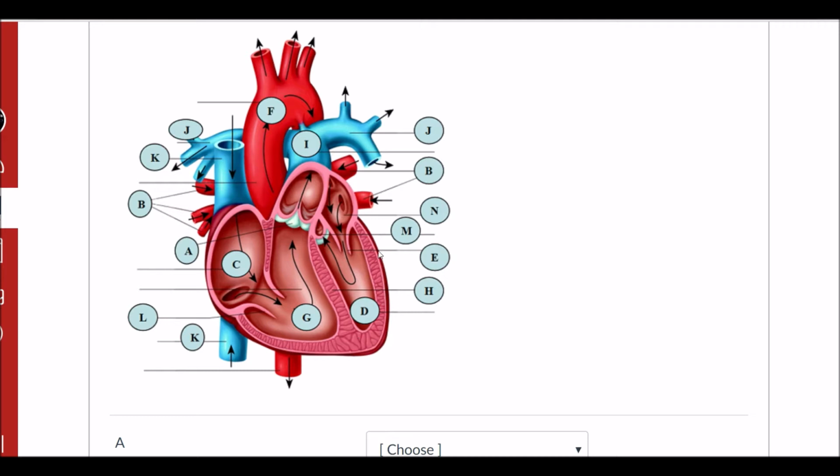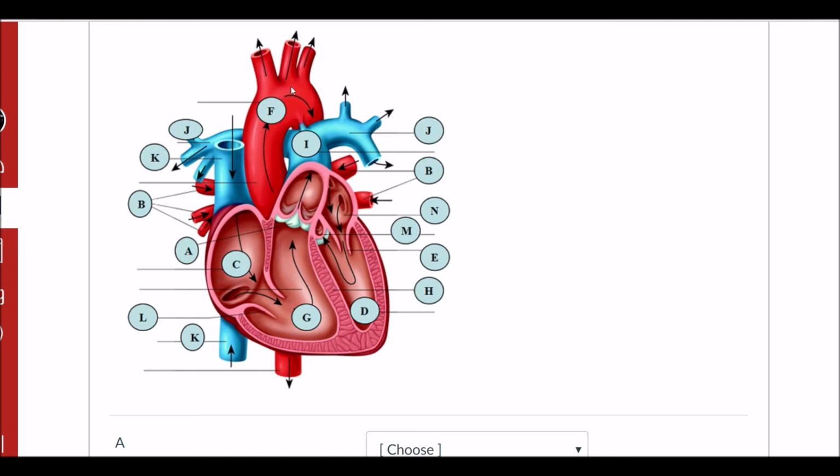Left ventricle is D. E, what valve is this on the left side? Bicuspid. Okay, I'll go with that. E. F is this structure here. This big old red thing. What is that?